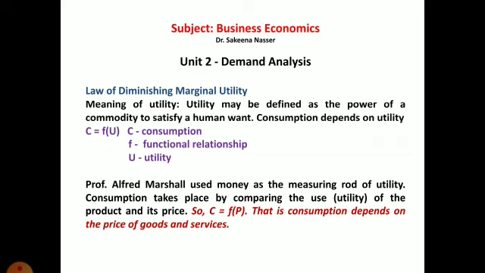Consumption takes place by comparing the utility of the product and its price. Hence, we also say C = F(P). That is, consumption has a functional relationship with price as well. That is why here we use money as the measuring rod of utility.